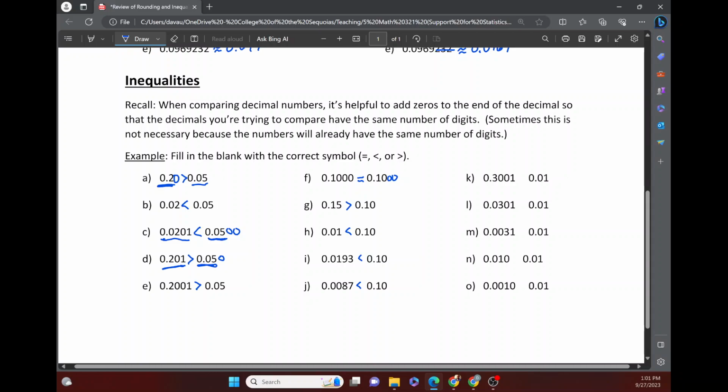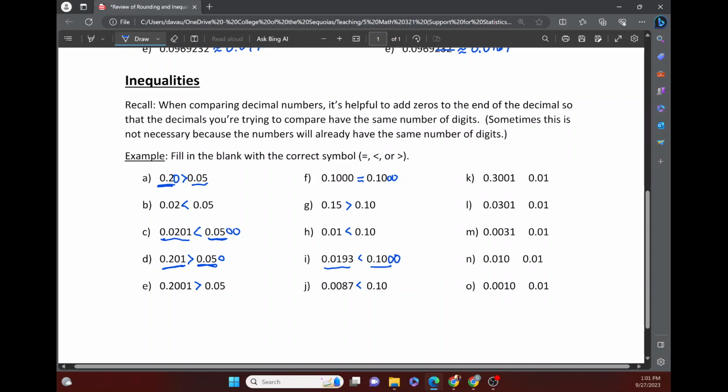If you struggled with any of those, remember to just add the zeros. So for part I, for example, here I have 4 digits and here I just have 2. So I need to add 2 digits here, 2 zeros. And now it becomes clear that I'm just comparing 193 to 1,000. Well, 193 is less than 1,000. Okay? And you can approach all of the problems that way.